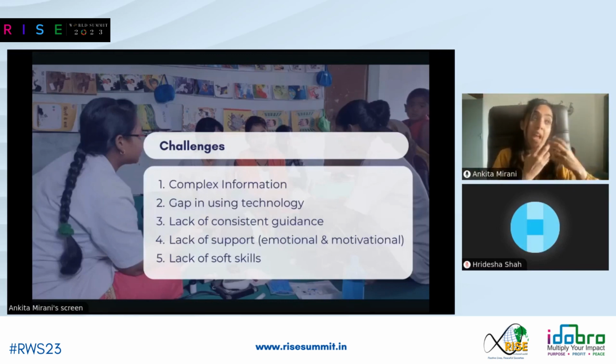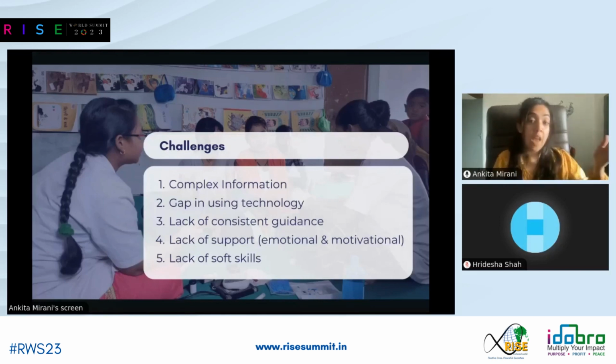Secondly, although they have access to technology, a lot of them do not know how to use it. Basic usage has become very common, but in terms of how to navigate an app or how to even pick up on certain trends that are going around, there is still a huge gap. Thirdly, a lot of us are talking about guidance, and we have experts on our panels. But hand holding and consistent guidance, again, is one of the key gaps that is missing.